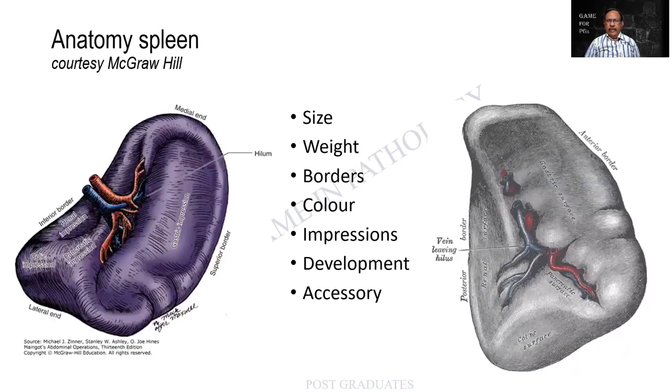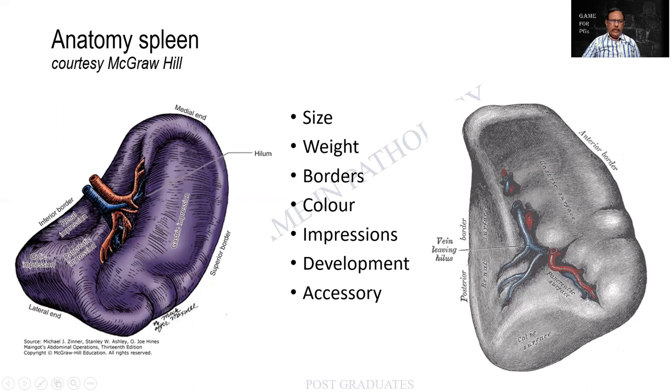Anatomy. After all, pathology is supposed to be abnormal anatomy and physiology. And this is a beautiful picture taken from McGraw. The author is the signature below. We are supposed to mention the size of the organ, the weight, the borders, color, what are the various impressions. Impressions means the pressure formed by the adjacent organs, the development and the accessory.